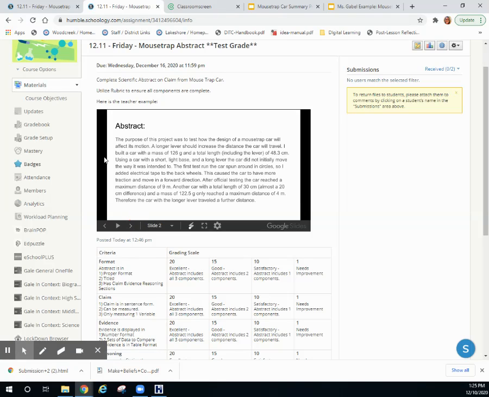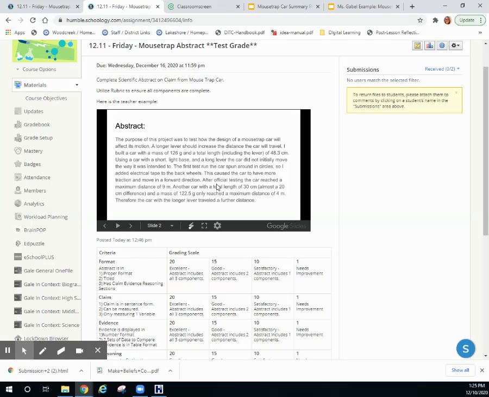On the next slide, I have my abstract statement, or my reasoning. The purpose of this project is to test how the design of a mousetrap car will affect its motion. A longer lever should increase the distance the car will travel. I built a car with a mass of 126 grams and a total length, including the lever, of 48.3 centimeters. Using a car with a short, light base and a long lever, the car did not initially move the way it was intended to. And I go on to explain what happened with my car, other things that I did to it, and then I compare it to the second set of data.